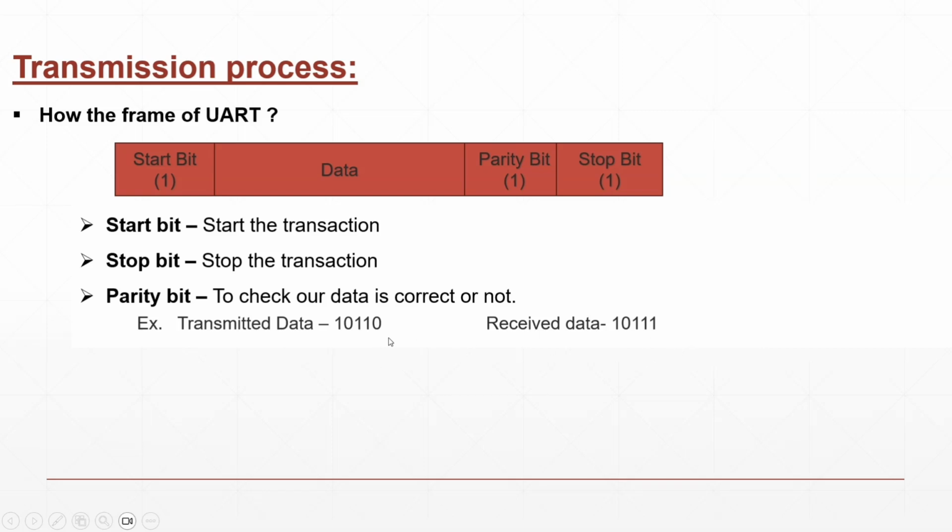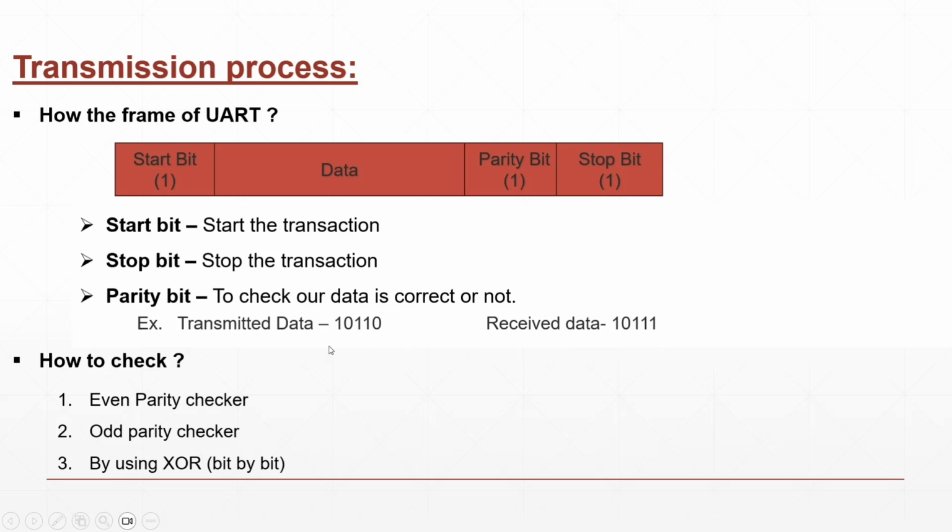So how can we check? While transmitting, we check this data and apply some parity checker, and whatever the result is, we show it in this parity bit. On the receiver side, whatever data we receive, we check again and match this parity bit with this result. If they match, our transmitted data and received data are correct. If they do not match, there is some error, right? So in this way we can check our transmitted data and received data.